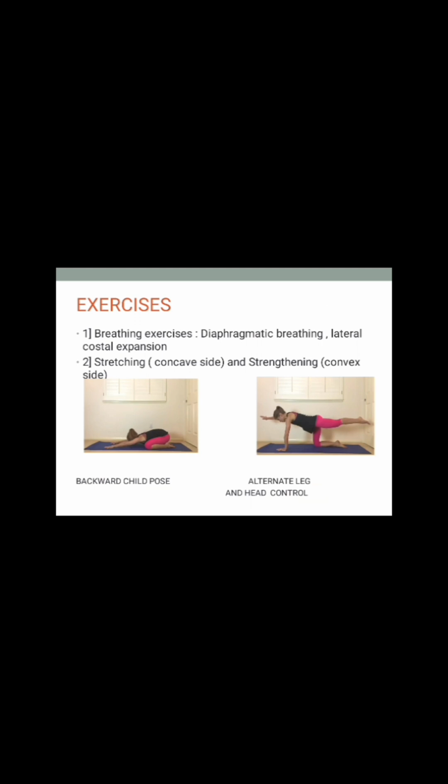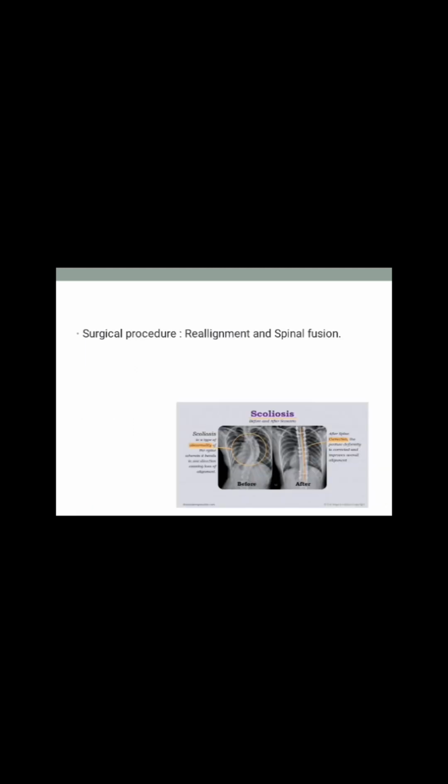Exercises which can be given in scoliosis. The first one is breathing exercises. You can give them diaphragmatic breathing and lateral costal expansion, especially if the patient suffers from any cardiopulmonary problems, stretching on the concave side, and strengthening of the convex side. You can give them backward child pose. Alternate leg and head control can be given. Exercises on the Swiss ball, kinesiology taping techniques, and overhead pulleys. You can also give them cow stretch and cat stretch. Surgical procedure includes realignment of the vertebrae and spinal fusion.